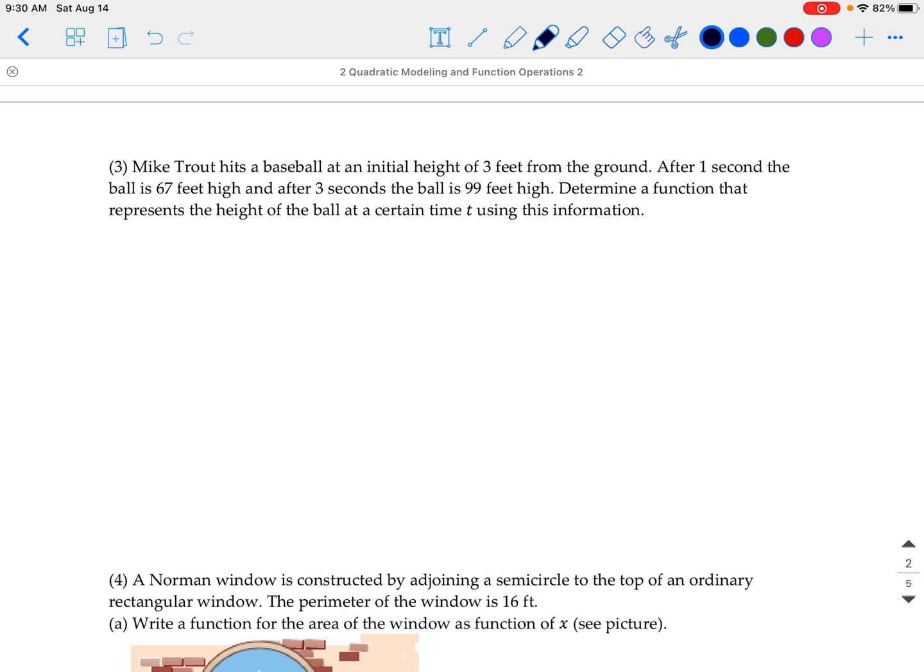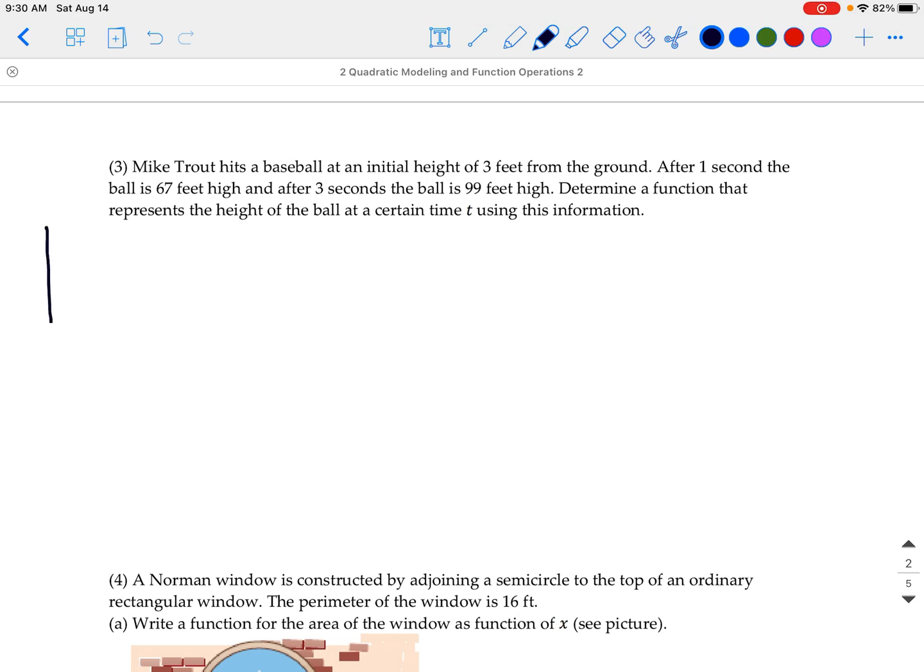So he hits a baseball at an initial height of 3 feet from the ground. After 1 second, the ball is 67 feet high. After 3 seconds, the ball is 99 feet high. Determine a function that represents the height of a ball at a certain time t using this information.